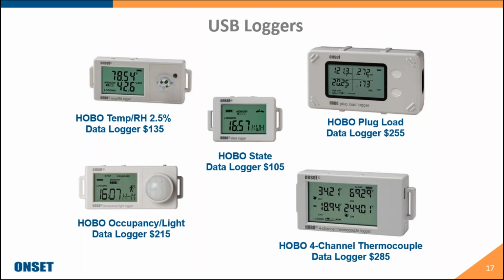And here are some of our common USB data loggers. We have some temperature and relative humidity data loggers that offer relative humidity readings within 2.5% plus or minus on accuracy. These again are common for putting in warehouses, server rooms, museums.